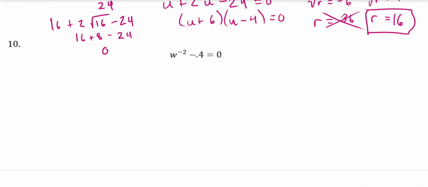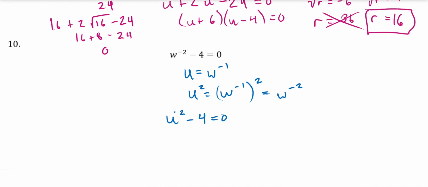Here's a fun one. Notice here that we have something almost like a difference of squares, except there's a negative here. What then if I chose u to be equal to w to the minus 1? Then u squared would be equal to w to the minus 1 squared, which is in fact, of course, w to the minus 2. So that would read u squared minus 4 equals 0, which we could factor or use the square root property to reveal that u was equal to 2 or minus 2.